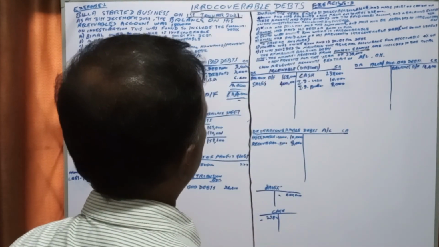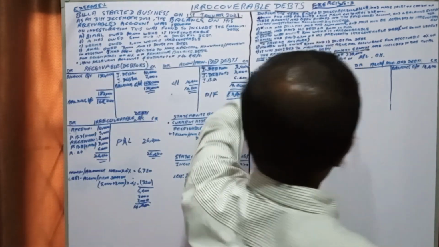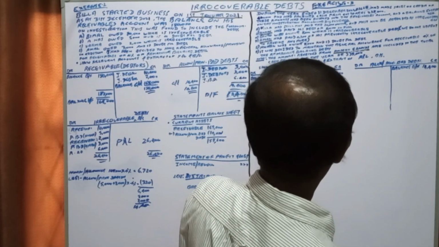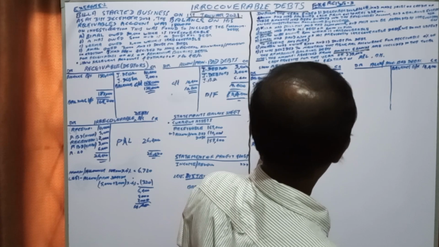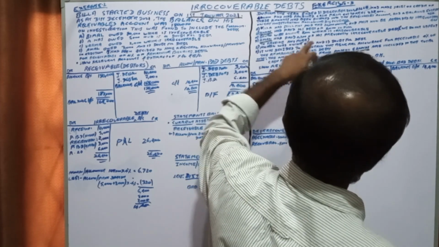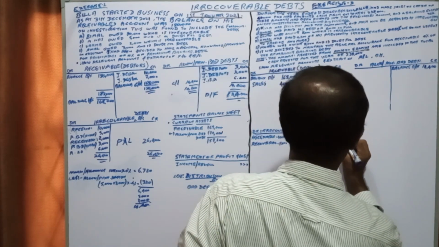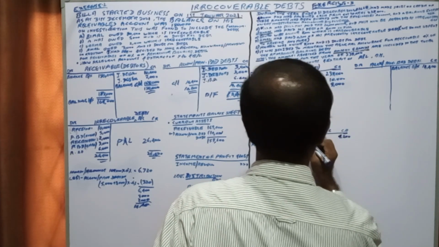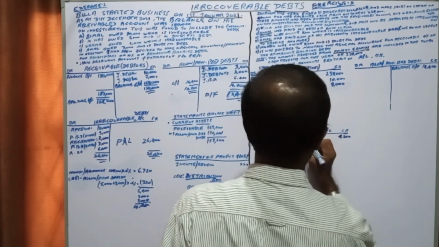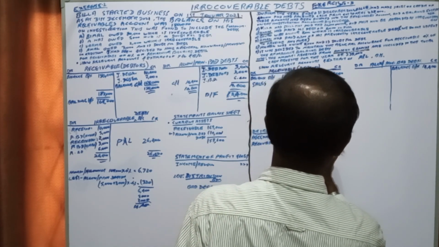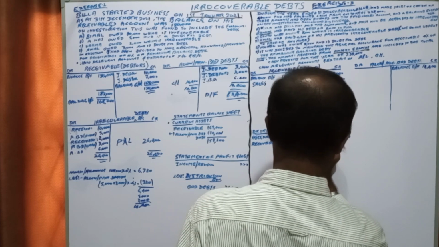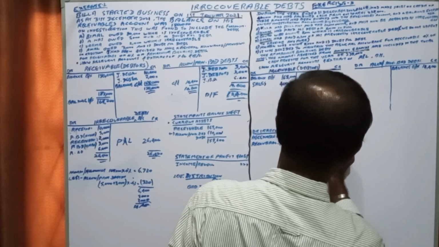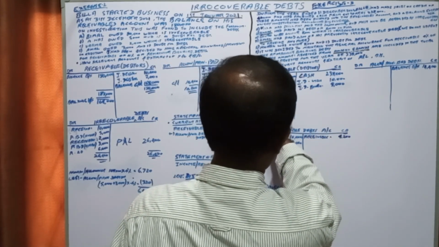Aman had paid 4,200 of his previously irrecoverable debts. Irrecoverable means already we have charged. So Aman paid 4,200. Irrecoverable account credit 4,200, and receivable account debit.